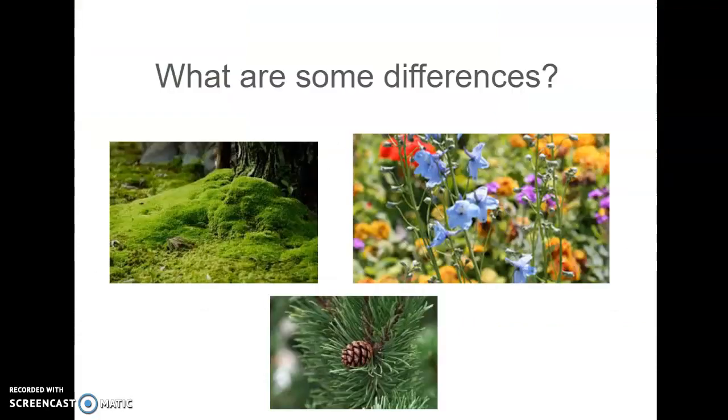So first, let's take a look at this collage of plant species. What observations can you make? Take this time to think about what do you see? So you may have said, oh, some have cones, some have leaves, some are on the ground, some grow up. All of these are valid, and that's exactly what we're going to be talking about today.